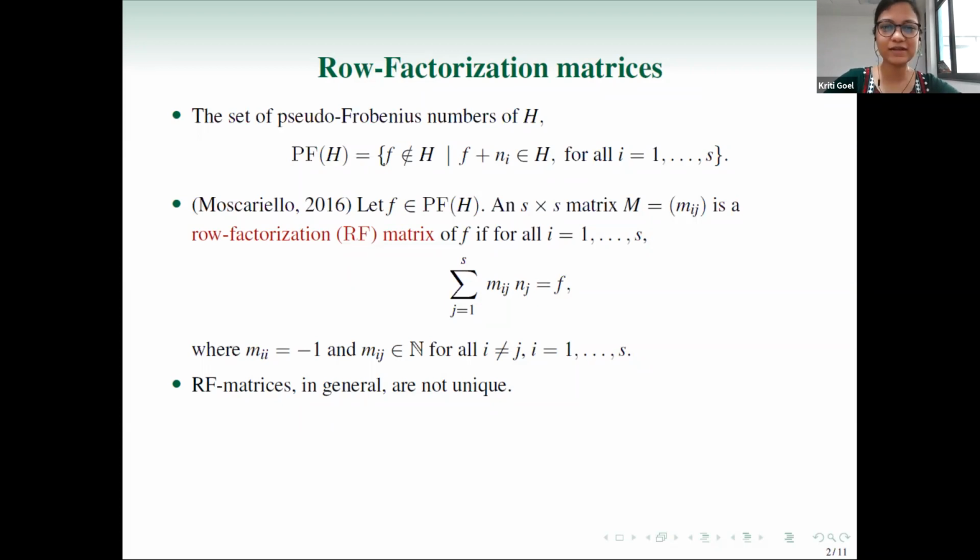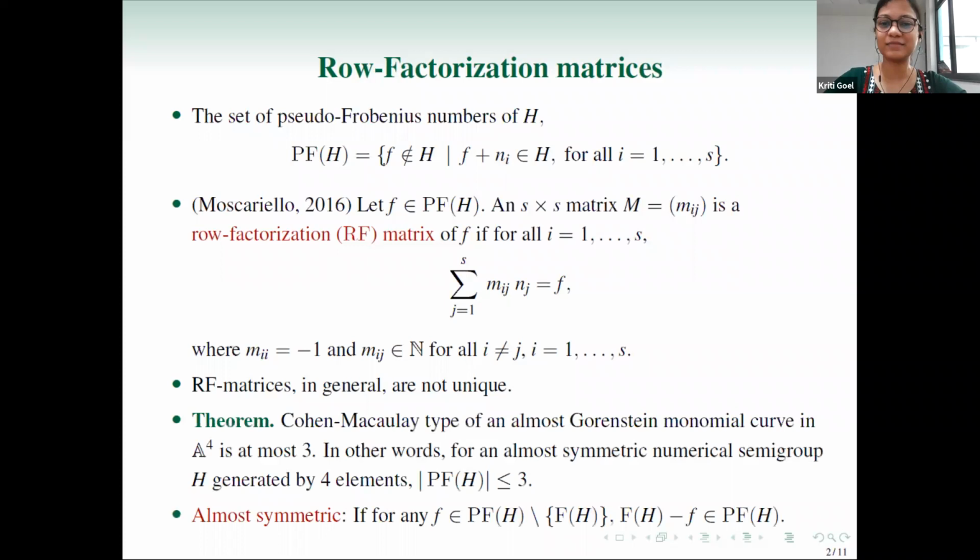Of course, I'll also give an example, but once we have the setup of row-factorization matrices, what can we do with it? Since Moscariello defined it, what could he prove using this tool? This is very interesting, because something as simple as matrices helped him prove the following theorem. He proved that the Cohen-Macaulay type of an almost Gorenstein monomial curve in A4 is at most 3. In the language of numerical semigroups, it says that for an almost symmetric numerical semigroup H generated by 4 elements, the cardinality of the set of pseudo-Frobenius numbers is at most 3.